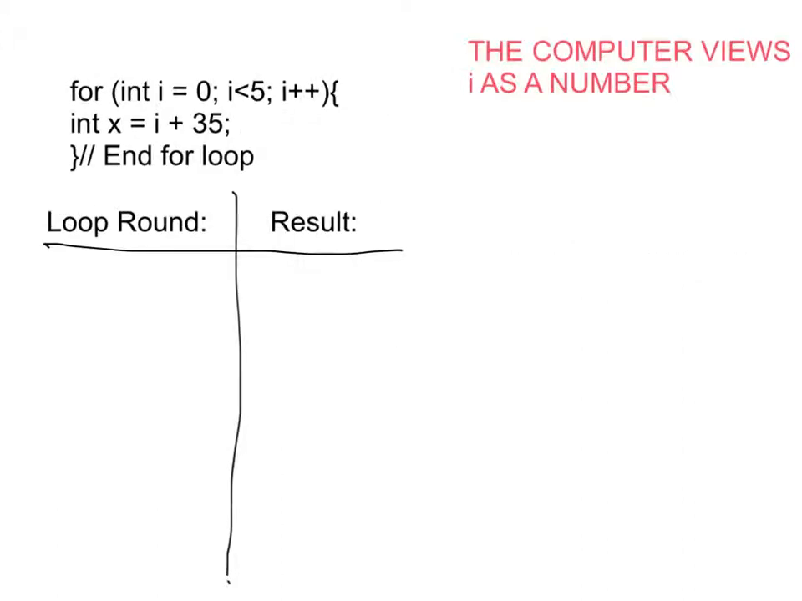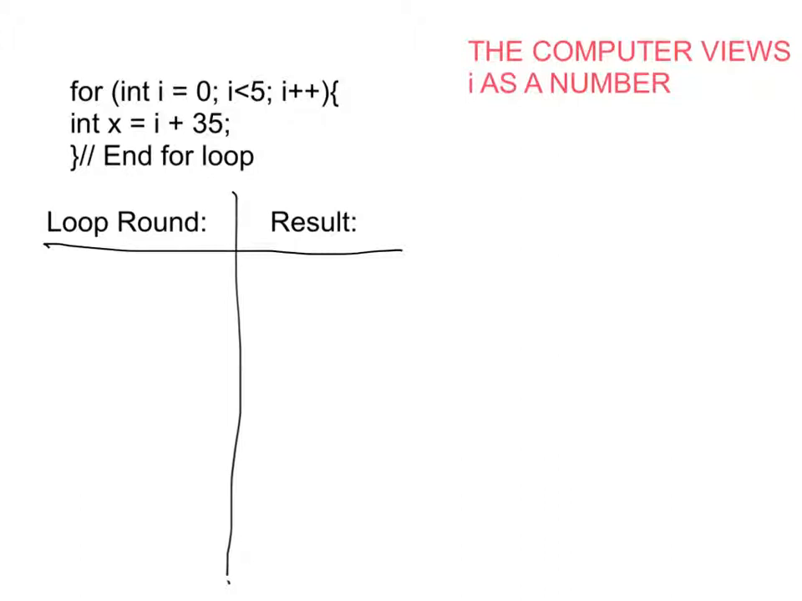Probably the biggest thing to remember with for loops is that the computer views I as a number. So let's review our for loop structure from the previous slide. The first one, integer I equals 0, that's where our loop starts. For simplicity purposes, I lowered when our loop is going to end when I is no longer less than 5. That's when we're going to end our loop. And our progression will be I will increase by 1 each loop round.